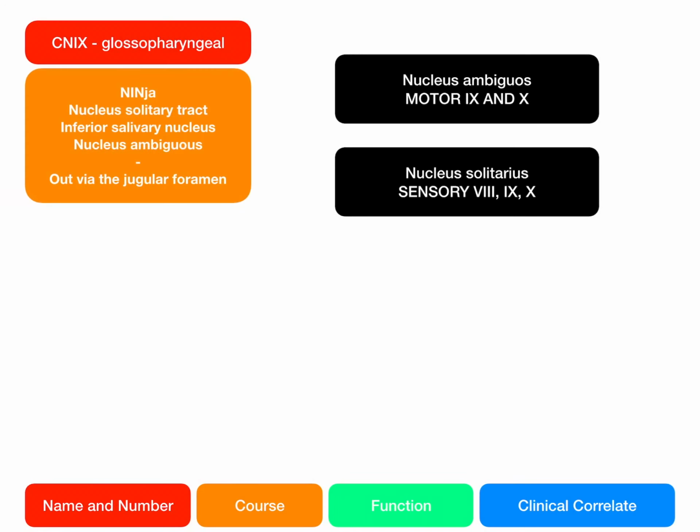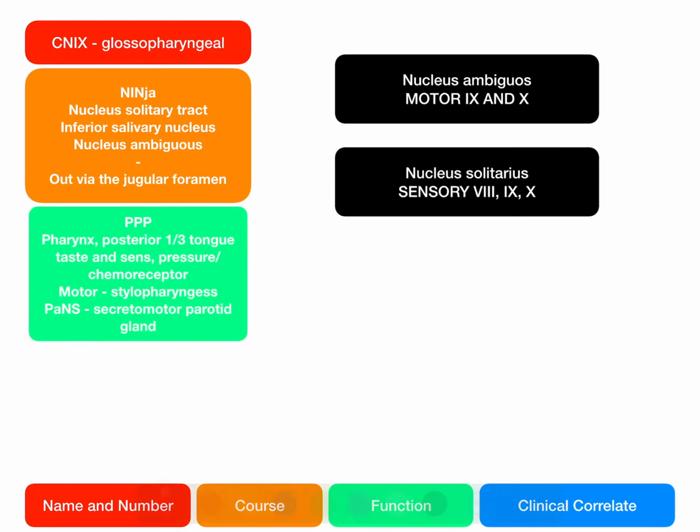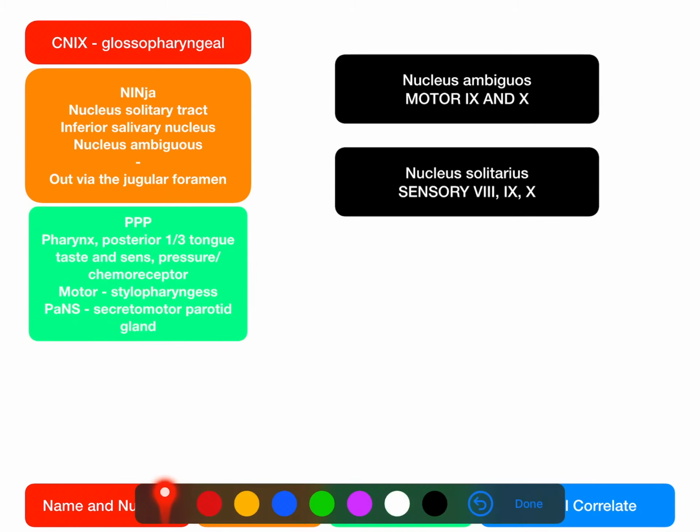So, 9th nerve, glossopharyngeal nerve. The course is ninja. It comes from 3 different things, N-I-N. Nucleus of the solitary tract, which we mentioned, S is sensory to 8, 9 and 10. And nucleus ambiguus is A for action, motor for 9 and 10. And then the inferior salivatory nucleus, I've just told you what that does, if you remember, the parotid gland.